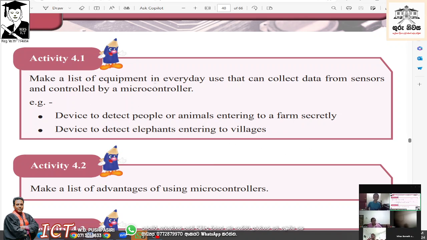Make a list of equipment in everyday use that can collect data from sensors and be controlled by the microcontroller. Example, a device to detect people and animals entering the farm secretly. The device to detect elephants entering the villages. And what else? Something like that.